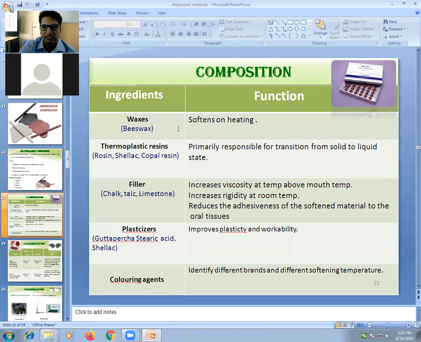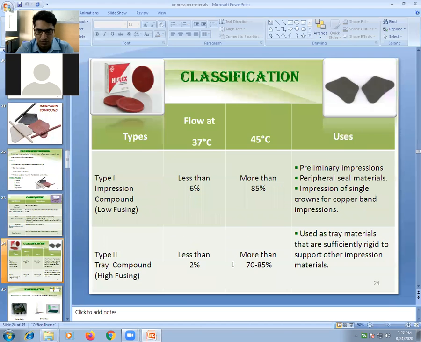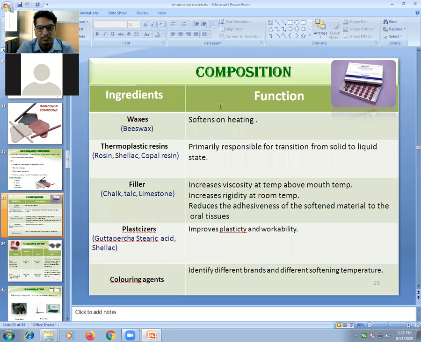The function of waxes is to soften on heating. Like any wax, the impression compound also softens when we put it in hot water. Thermoplastic resin allows transition from solid to liquid state. The function of fillers is to increase the viscosity, increase the rigidity, and also reduce the adhesion of softened material to oral tissues. Plasticizers and coloring agents: this part you can read from the textbook.